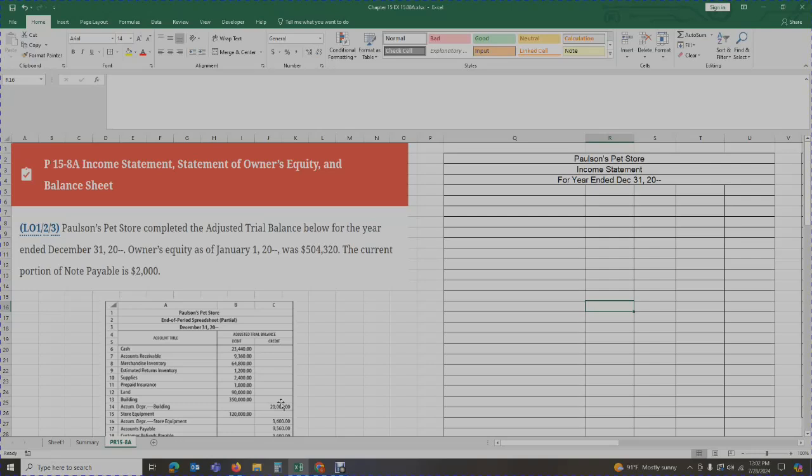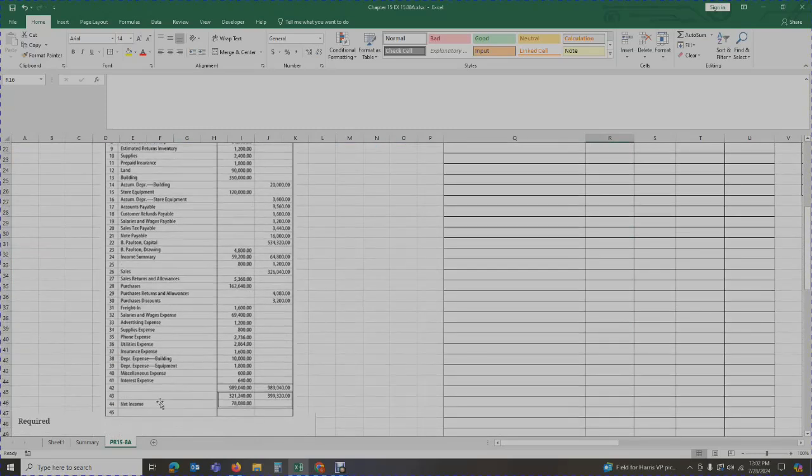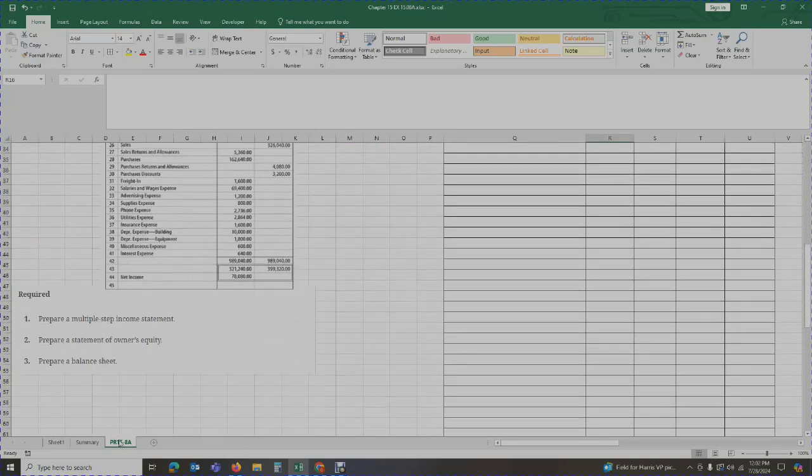Okay, so here we have the data for the problem. We've got Paul's Pet Store completed the adjusted trial balance below for the year ended December the 31st. Owner's equity as of January the 1st was $504,320. The current portion of the note payable is $2,000. Okay. We are provided with the end of period spreadsheet. All of the information you need is there. And we are required to prepare a multiple step income statement, a statement of owner's equity, and a balance sheet.